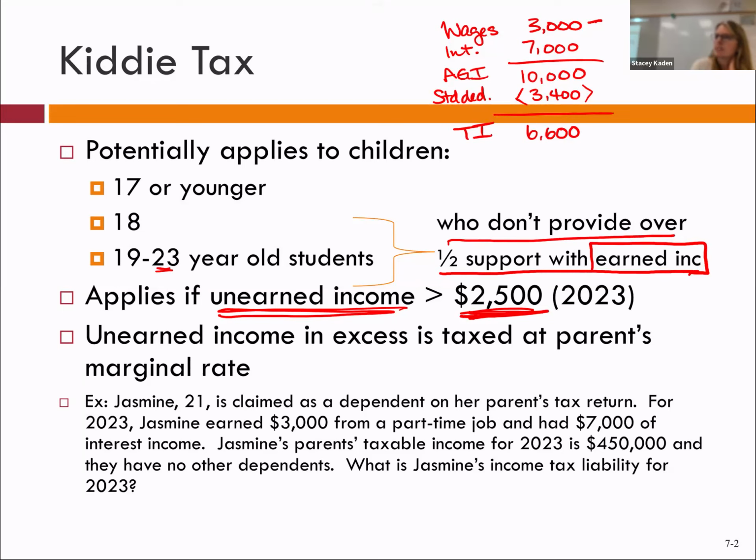The next step is to calculate her tax liability. If she's not subject to the kiddie tax, what is it taxed at? 10%. She owes $660. Easy.